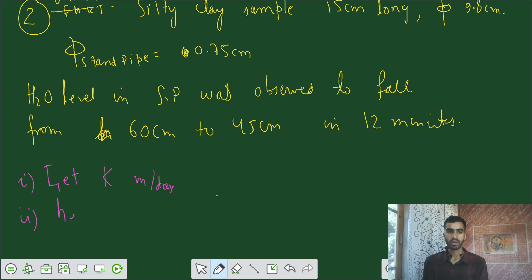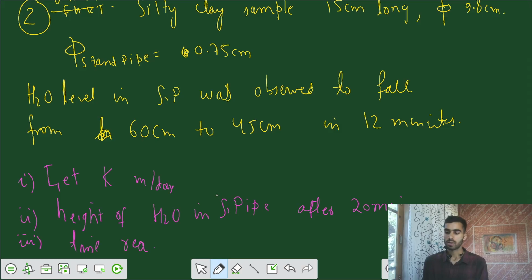Get the height of water. Get the height of water in the standpipe after 20 minutes. Number three, time required for water level to drop to 10 centimeters.